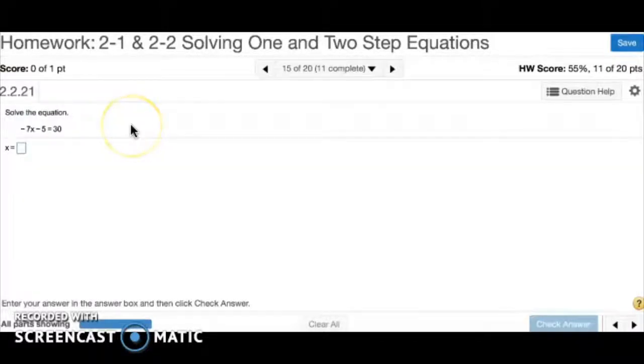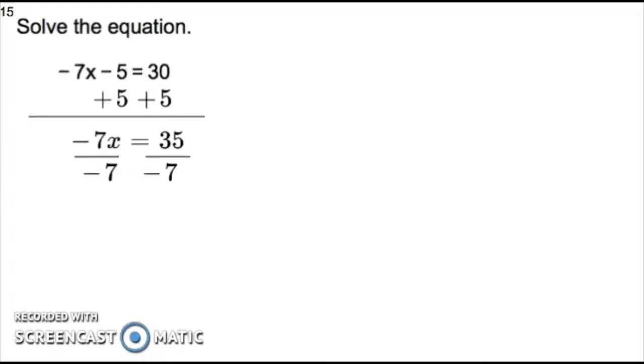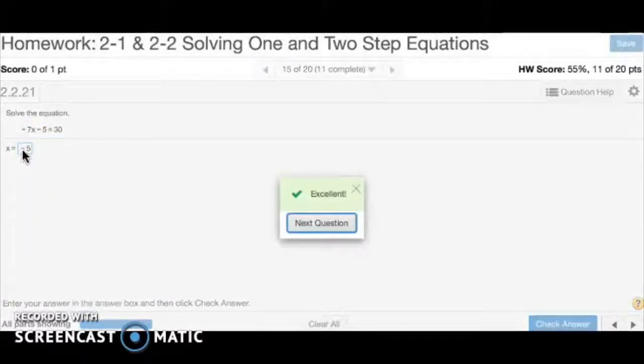Number 15, we are solving the equation negative 7x minus 5 equals 30. So what we do first, add 5 to both sides, you'll get negative 7x equals 35. Now we divide both sides by negative 7, and we get x equals negative 5. So let's type that in. Typing in negative 5. And that's the answer for number 15.